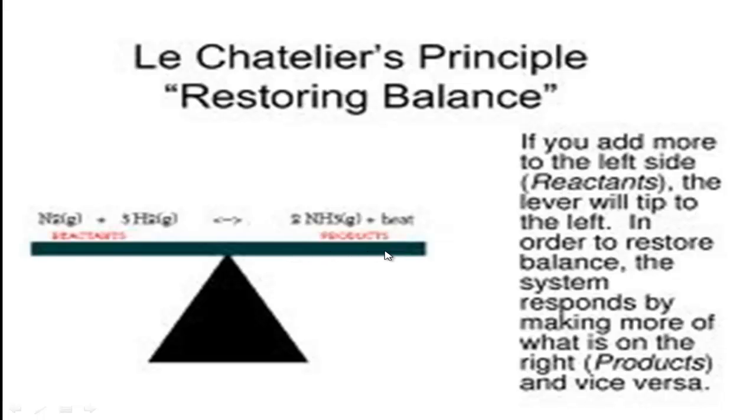If more amount is increased on the product side, then it will be balanced, isn't it? If we add more to the reactant side, then the left goes down, and to become balanced again, we have to do something, such that the right side or product side amount should be increased. Then the position will again be balanced. So this is done according to Le Chatelier's principle.